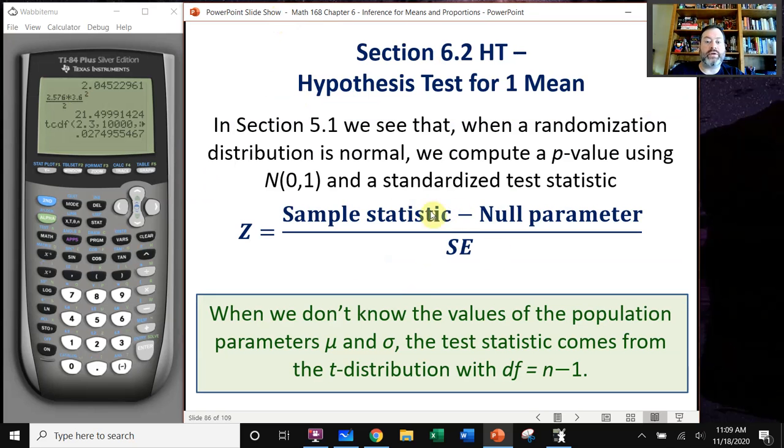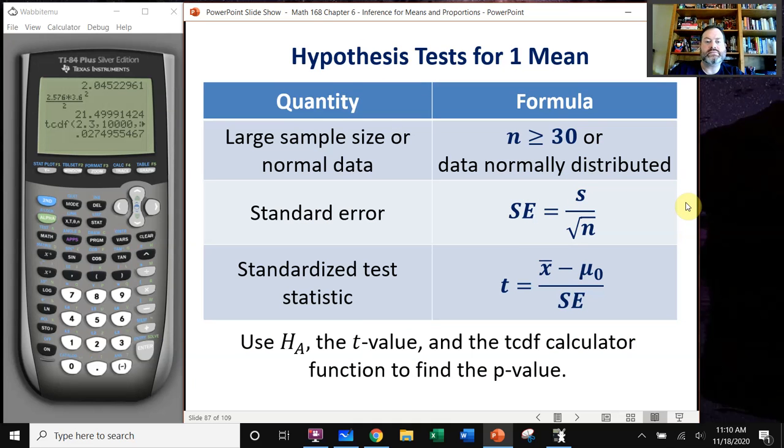So what we do is, on the right side, everything's the same. This is still going to be x bar. This is still going to be mu 0. And this is still going to be the standard error that we defined earlier. It's just sigma over square root n, or in this case, since we don't know sigma, it's going to be s over square root n. So you get this. So we still need large samples or normal data, so you have to check that. The standard error, same thing that was given in the confidence intervals.